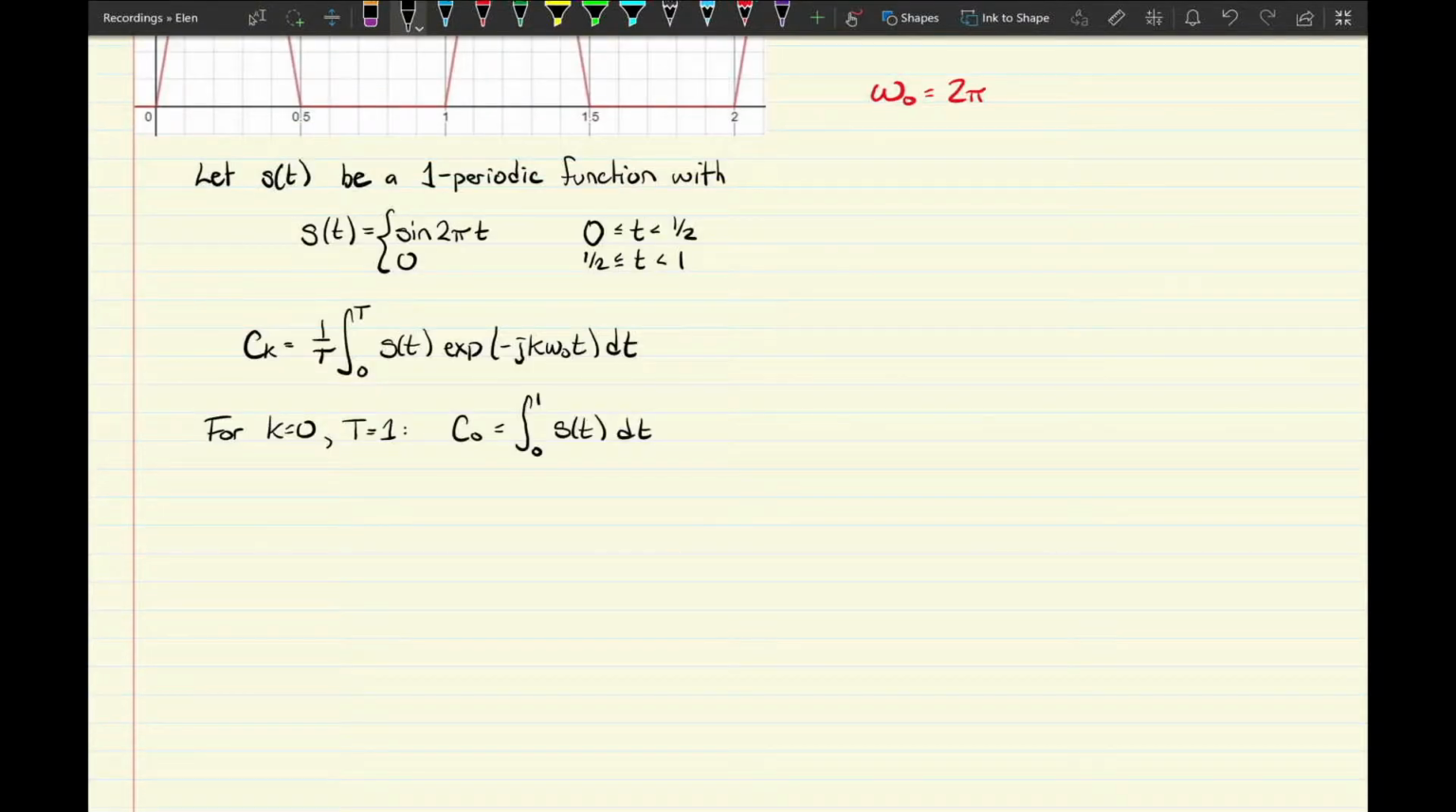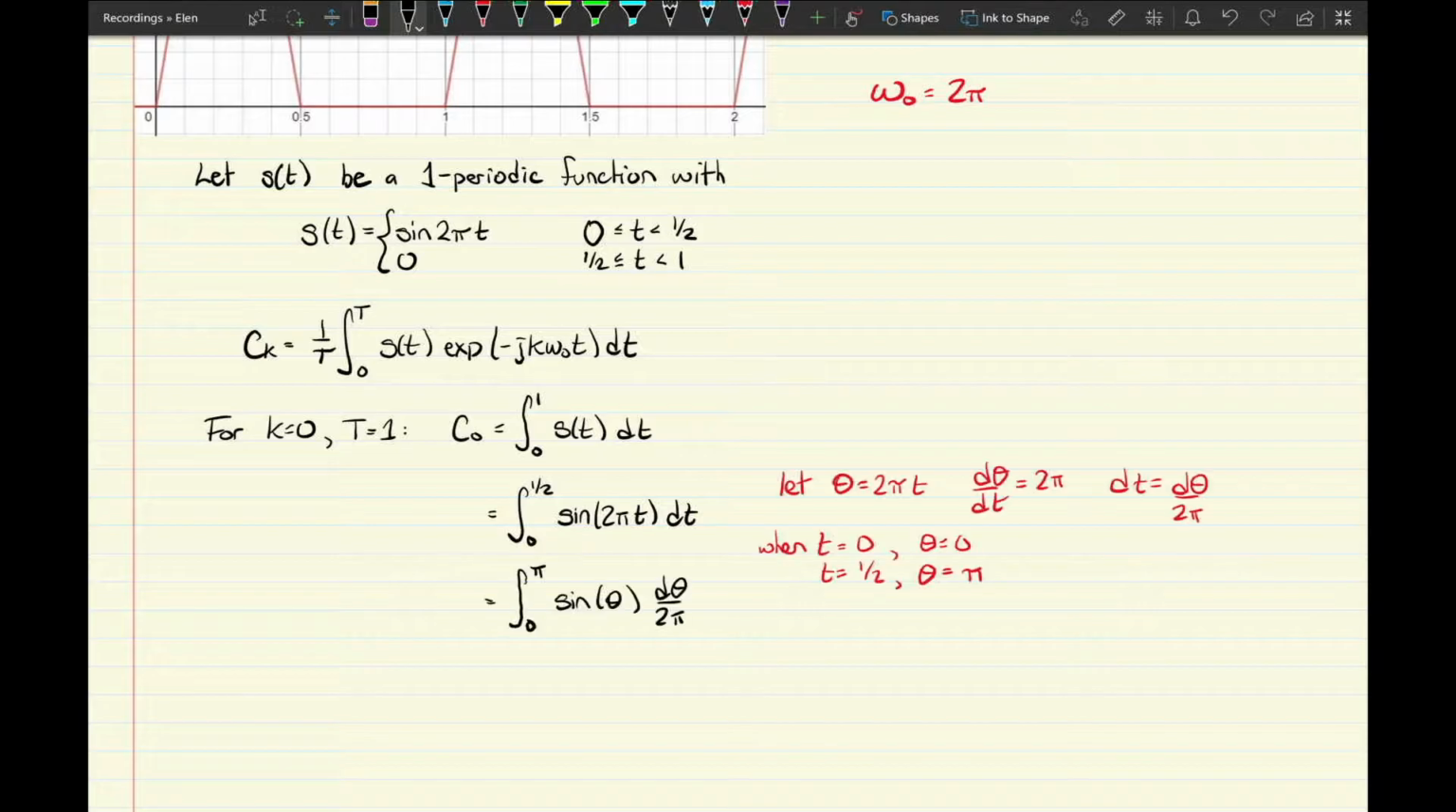Using our formula for Ck, but letting k equal 0 and our period equal 1, we're just going to be finding that C0 is the integral from 0 to 1 of our signal. But since our signal is equal to 0 from 1/2 all the way up to t equals 1, we really only need to integrate from 0 to 1/2 and integrate the function sine 2 pi t. Now to integrate sine 2 pi t, we just need to do a little substitution.